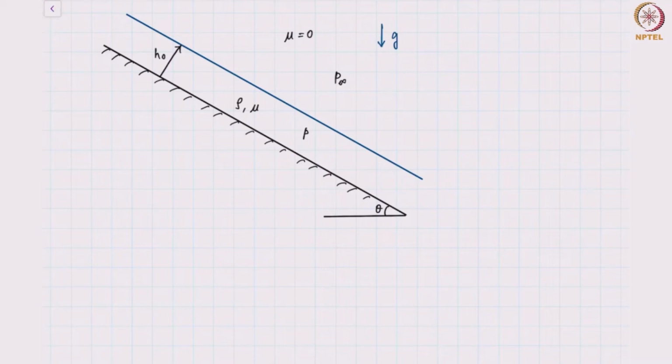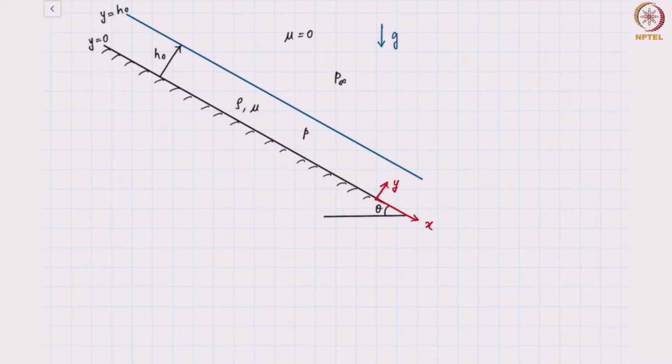And we will also have to define the coordinate system precisely. So I will take a coordinate x along the plane going downwards, and I have another coordinate y perpendicular to the surface. Therefore, the substrate or the surface is at y equal to 0 and the interface is at y equals H0.